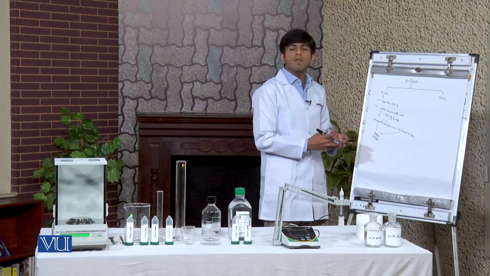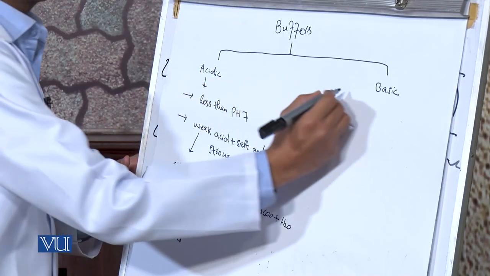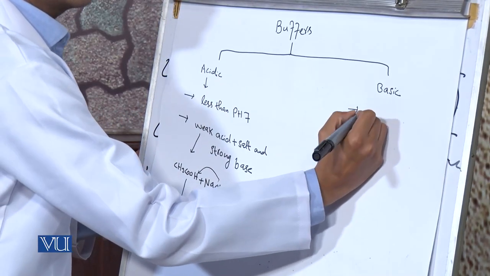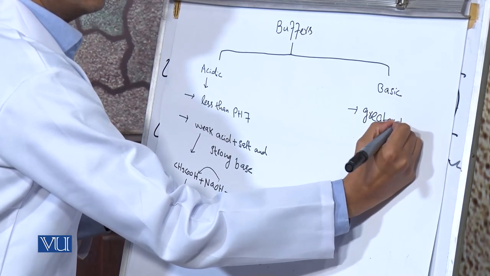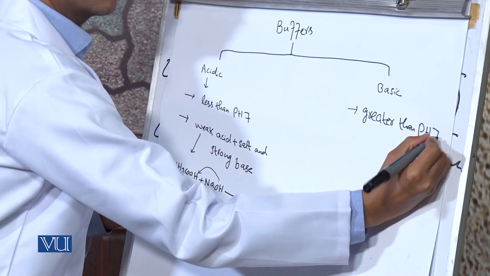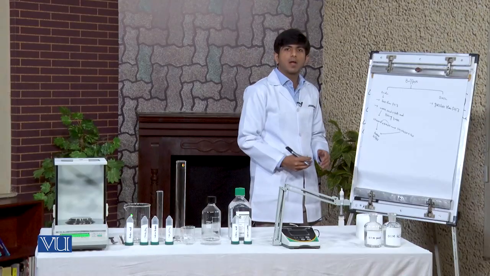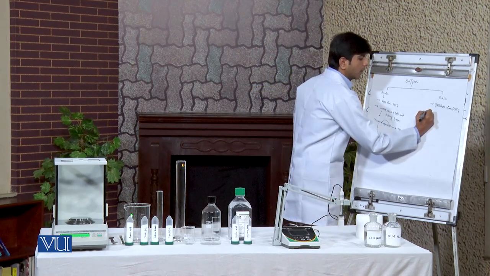The second type of buffer is the basic buffer. Usually, basic buffers have a pH greater than 7. Now let's see how basic buffers are formed.